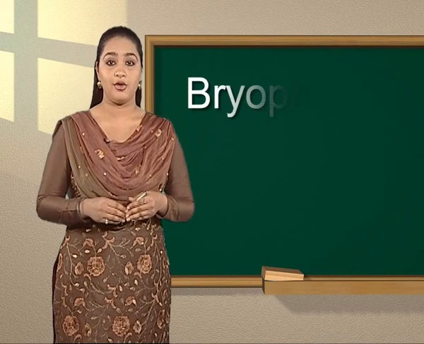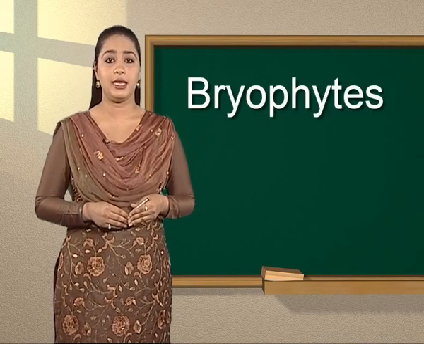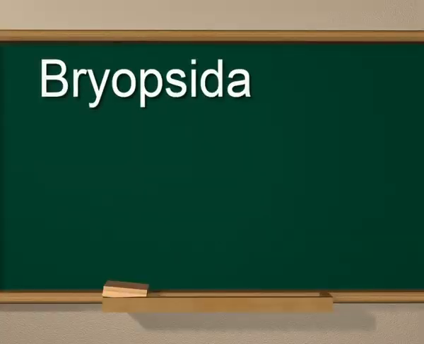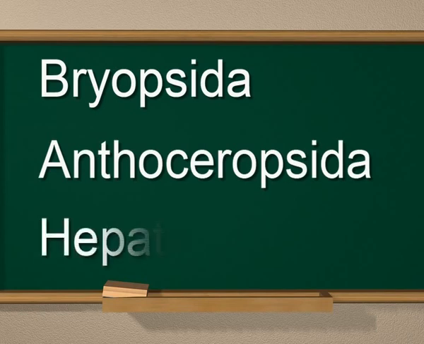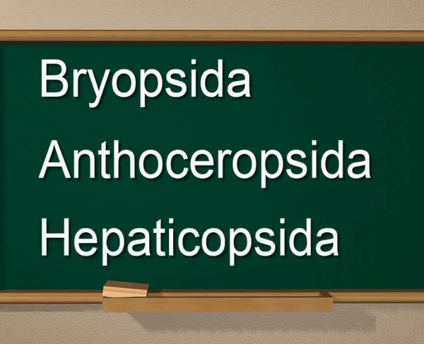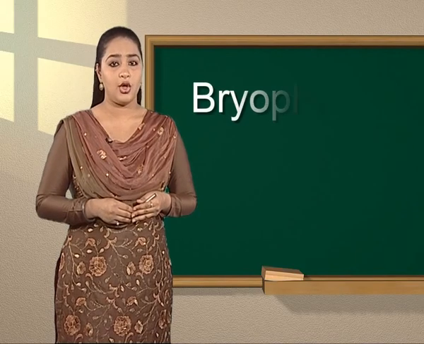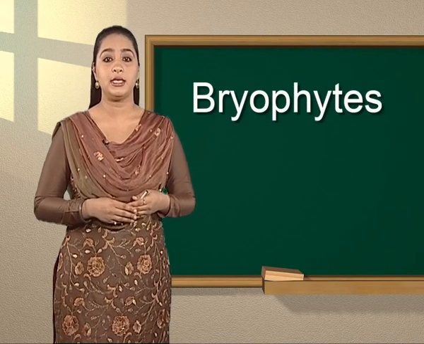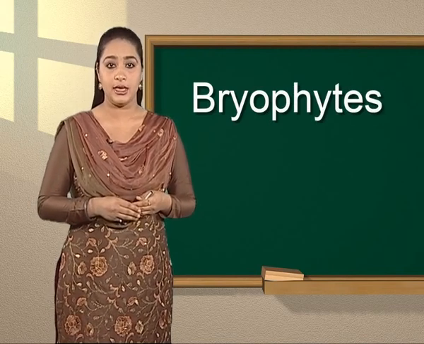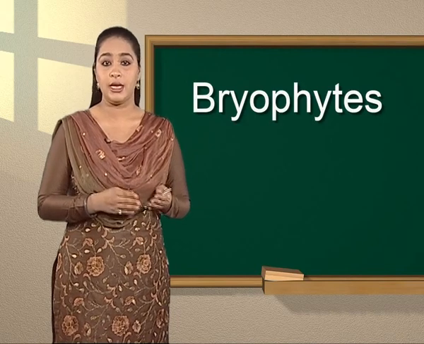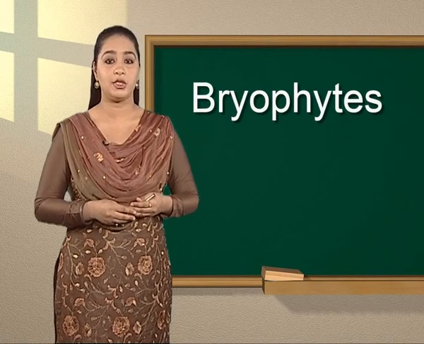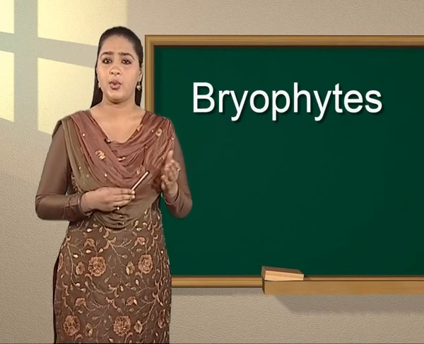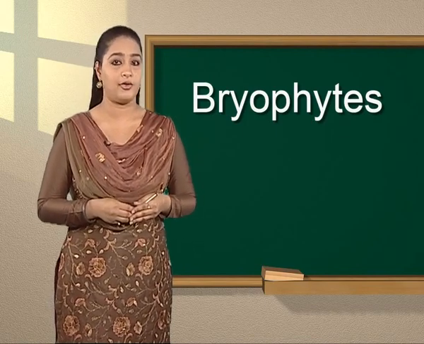These are called bryophytes. This mainly includes the divisions Bryopsida, that is mosses, Anthocerotopsida, that is hornworts, and Hepaticopsida, that is liverworts. These bryophytes are the most ancient and simple organisms as compared to the other groups like pteridophytes, gymnosperms and angiosperms. There are over 20,000 species of bryophytes.